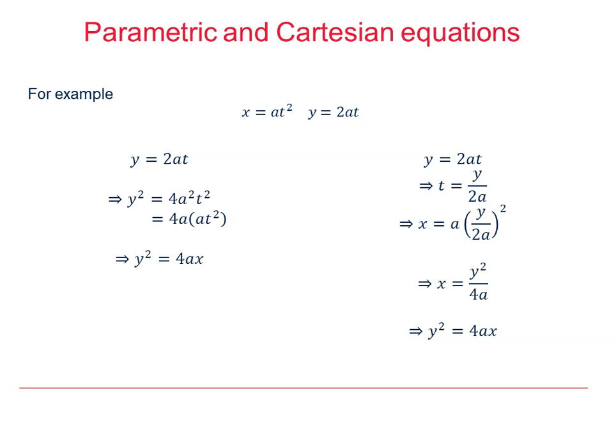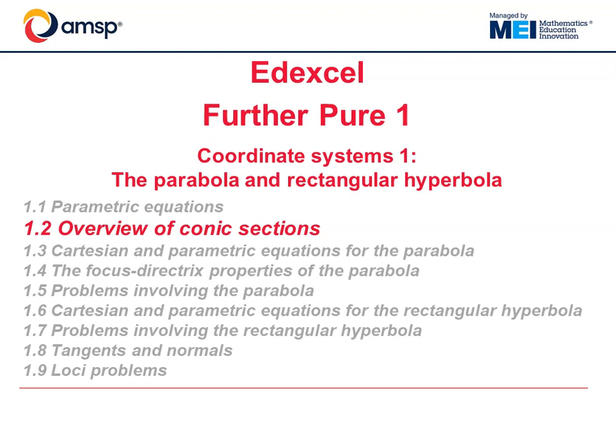There are those two different methods typed out rather neatly for you to look at. But in general then, what you're trying to do is to eliminate the parameter from the pair of equations that you have, to leave us with a single Cartesian equation involving x and y. Well, that's the end of the first recording in this section. In the next one, we'll be looking at the idea of conic sections.